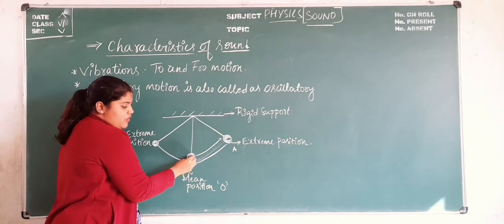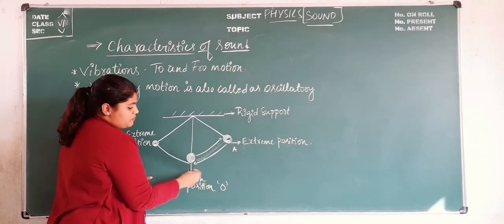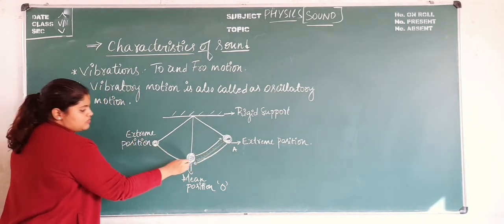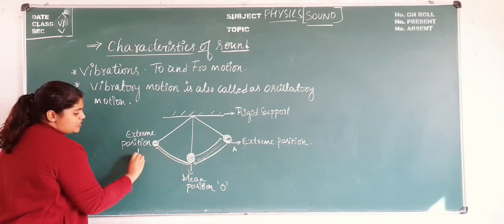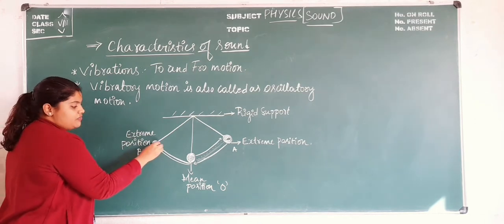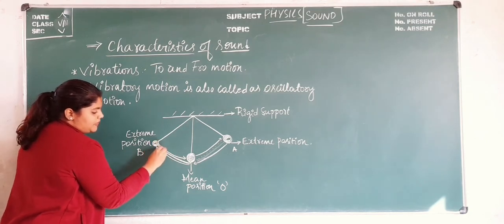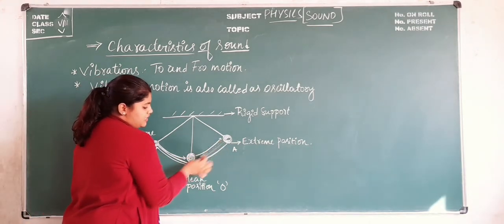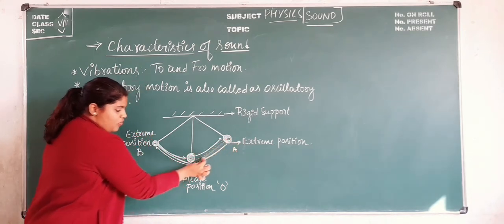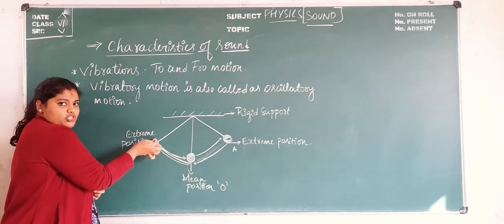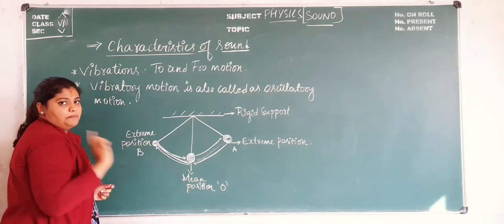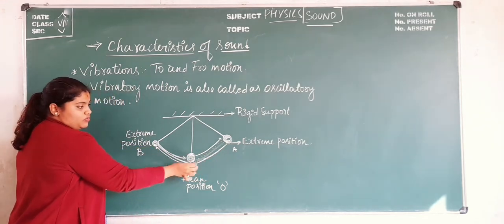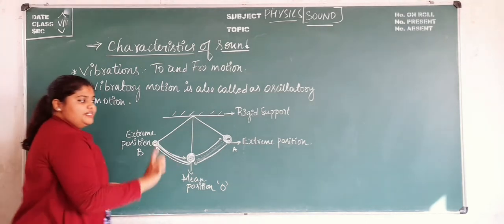First it was at the mean position. When I raised it to some height, it moved from point O to A. Then when I released it, it came from point A to O, then O to B. Then again from B back to O. After reaching A, it comes back to the mean position O, then goes to the extreme position B, and then from B back to O. So this completes one oscillation.